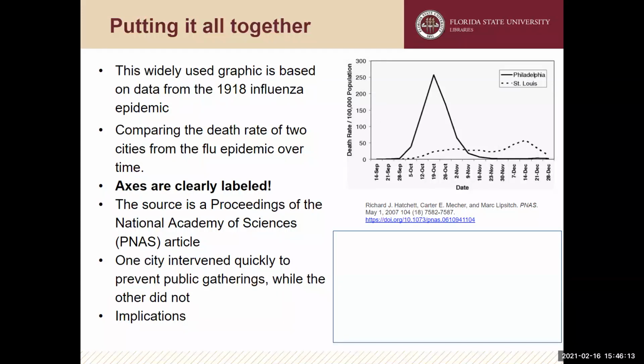And then if we look at this and we're evaluating this, we see that one city, Philadelphia, has a huge spike. The death rate shot way up at the beginning and then sort of leveled off. Whereas the one for St. Louis started small, gradually plateaued, went up a little bit at the end, and then went down again.